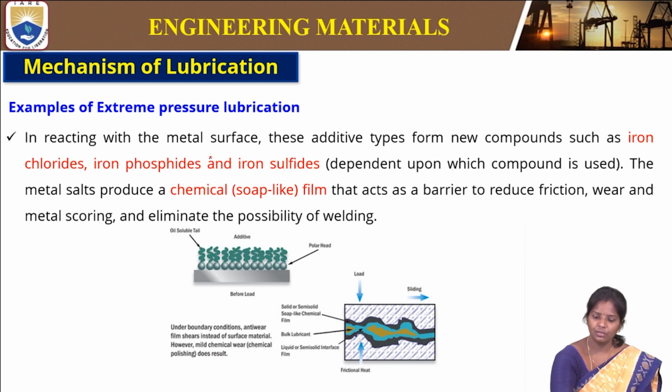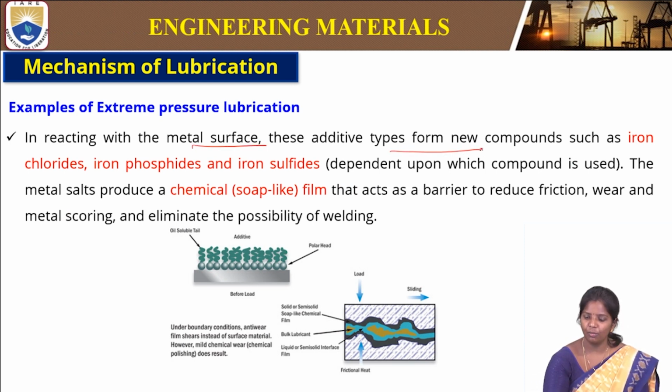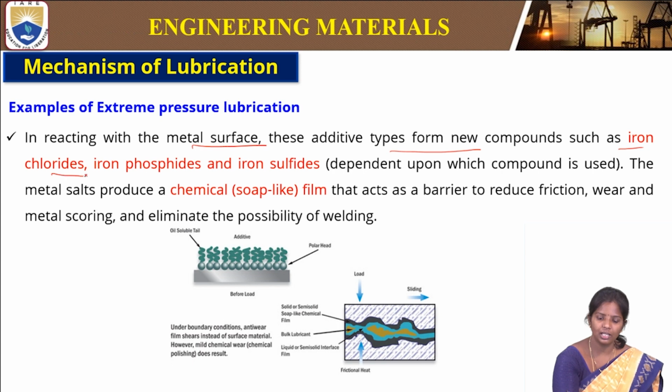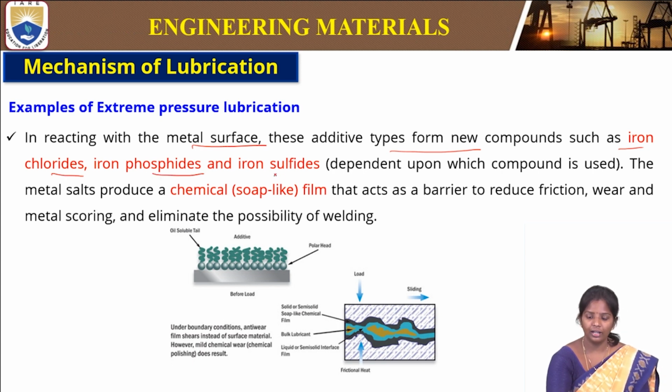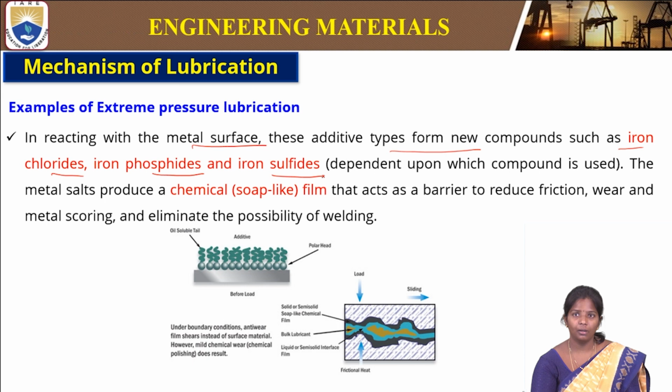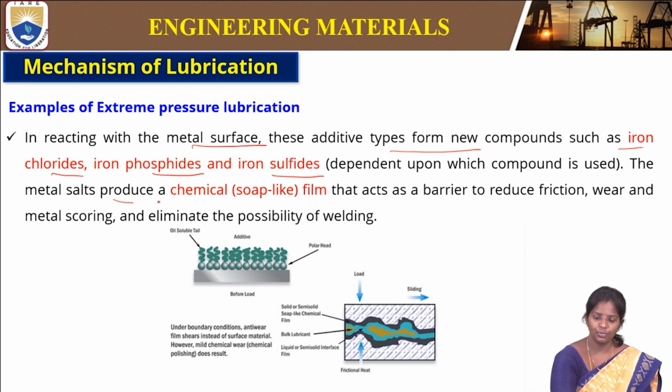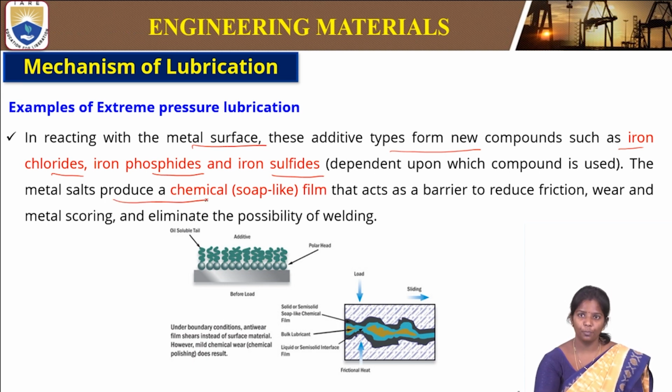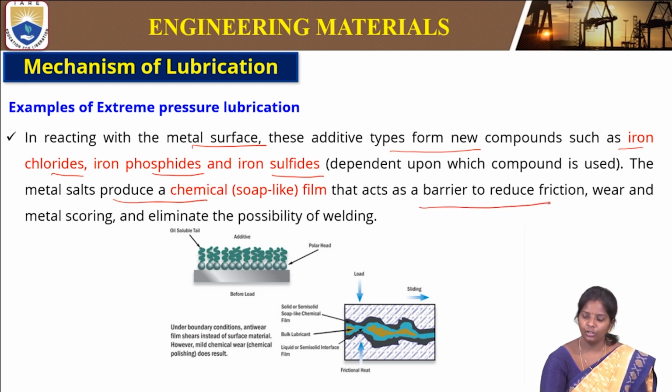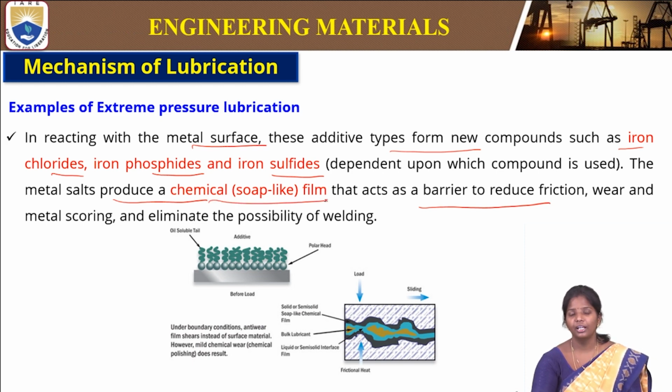In reacting with the metal surface, these additives form new compounds like iron chlorides, iron phosphides or iron sulfides, depending on the compound that we use. These produce a slippery, soapy layer that acts as a barrier to reduce friction. Forming the soap-like film reduces friction, wear and tear during operation, and also eliminates damage, thereby reducing welding in machinery.